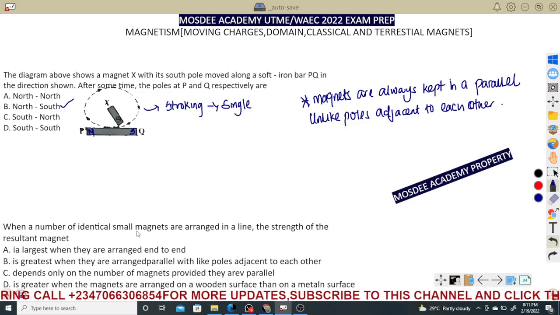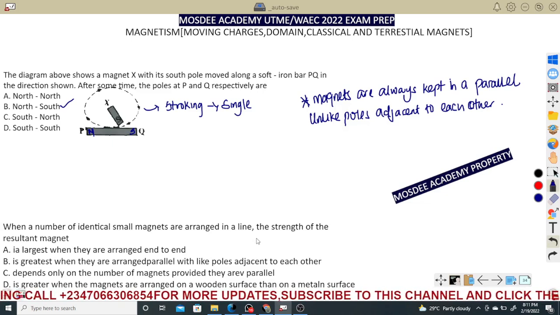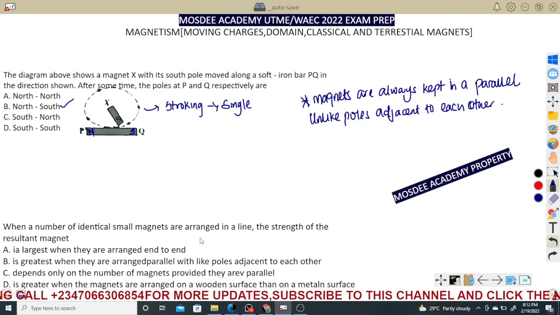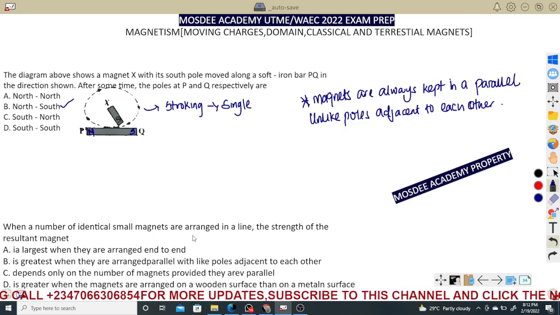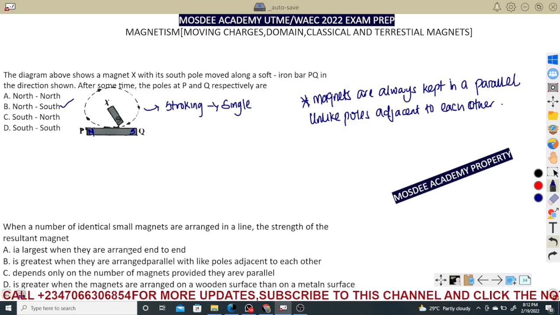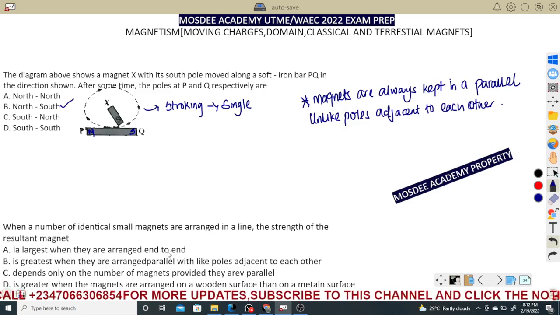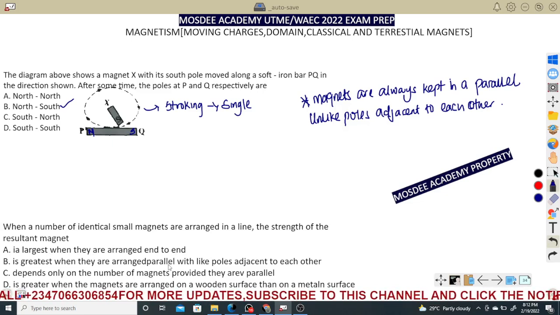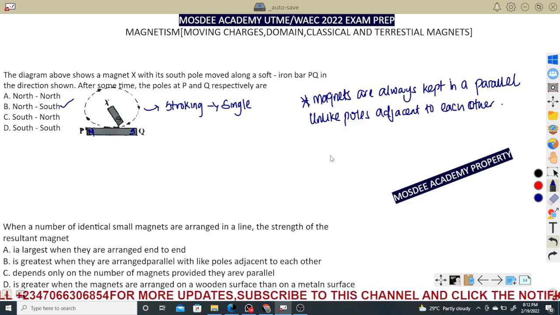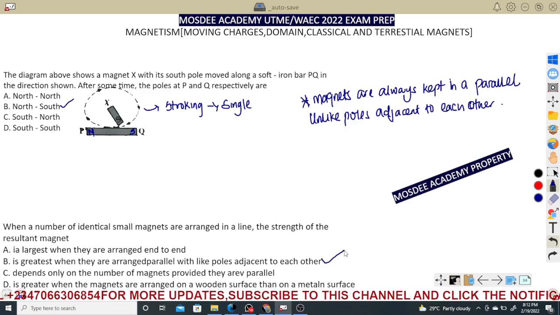When a number of identical small magnets are arranged in line, the strength of the resultant magnet is dash. I've talked about that. Strength is always concentrated at the poles, at the ends of the magnet. It's largest when they are arranged end to end. Yes, they are arranged end to end, but let's see the other options. It is greater when they are arranged parallel with unlike poles adjacent. That is what we call the domain definition of magnetism. So this is the answer to that.